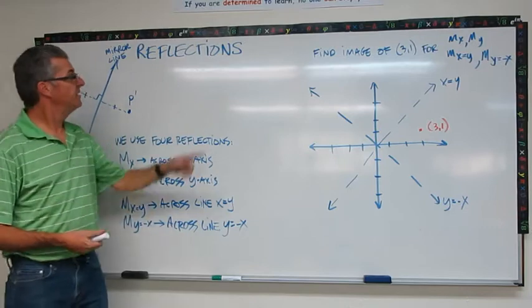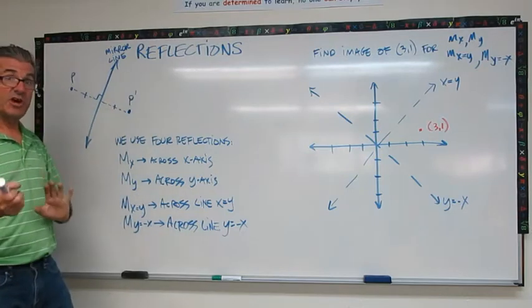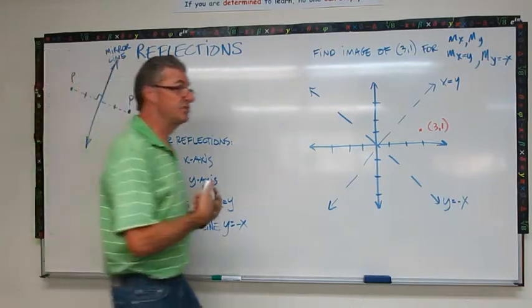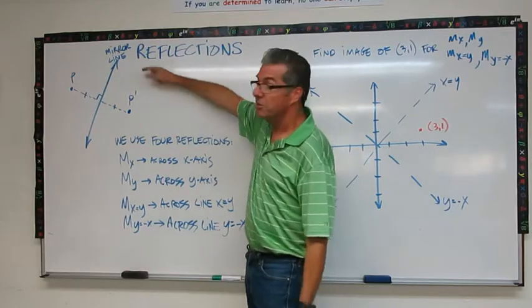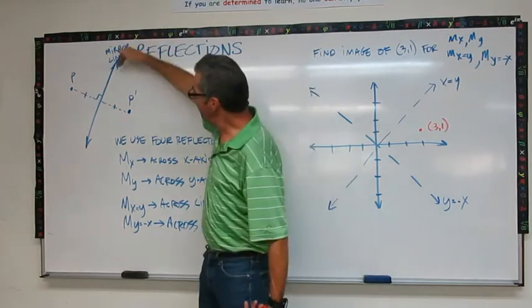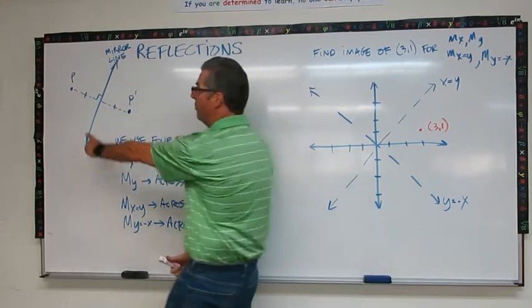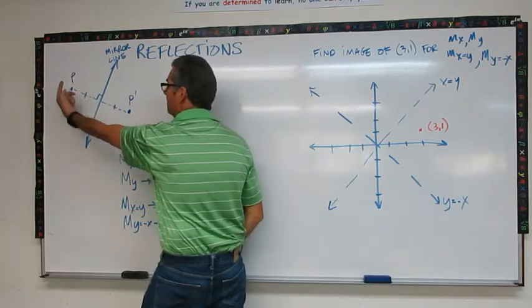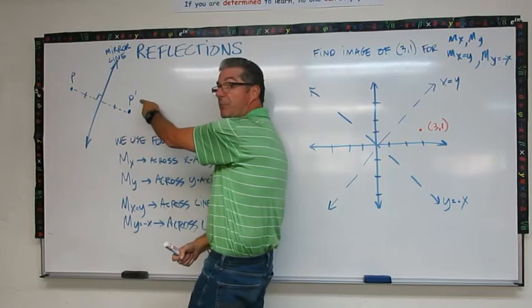Okay, today's topic, reflections. Another kind of translation that we're going to do in this unit. First off, I want to review. Reflections happen across a mirror line. So if I draw my mirror line like this, and I take my point P to get the reflection, I just reflect it across the mirror to my P prime.